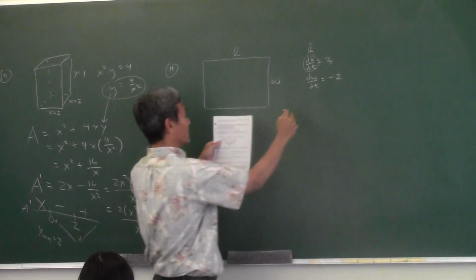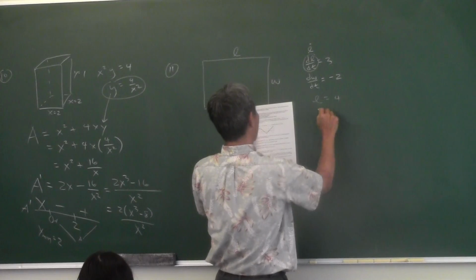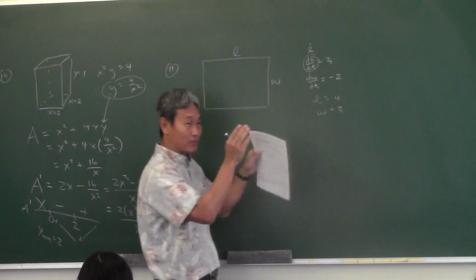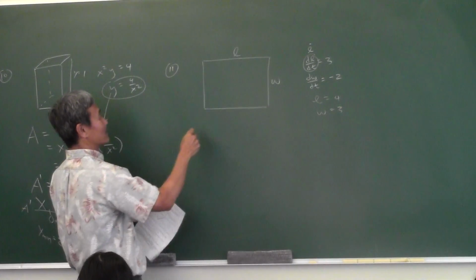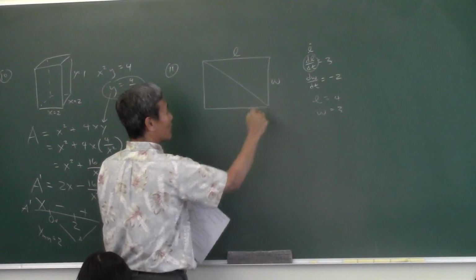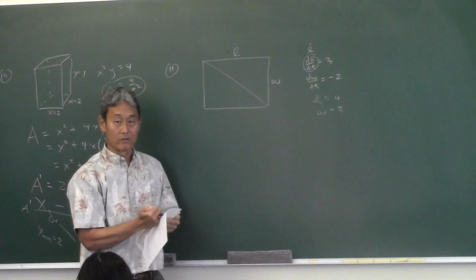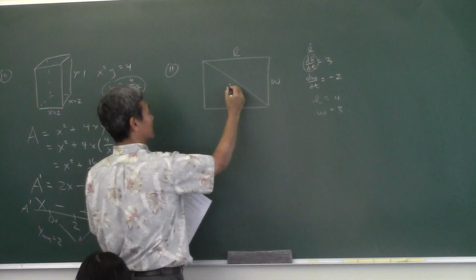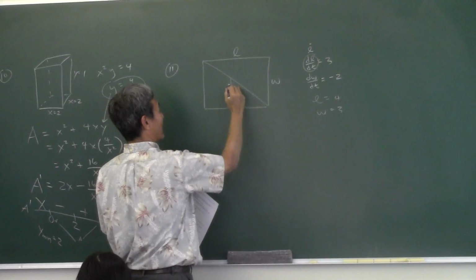At the moment, when the length is 4 and the width is 3, at that exact snapshot in time, how fast is the diagonal changing right there? What do you want to call the diagonal? What letter you want to use? Z. Okay. Oh, D, yeah, D. D for diagonal? Yeah.